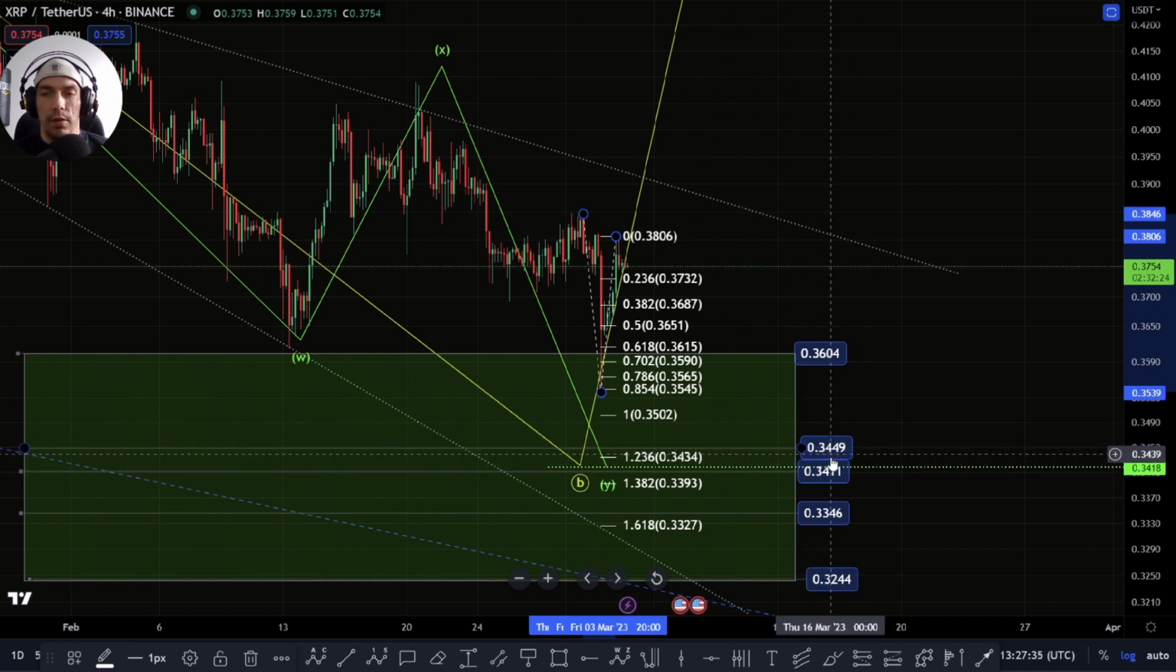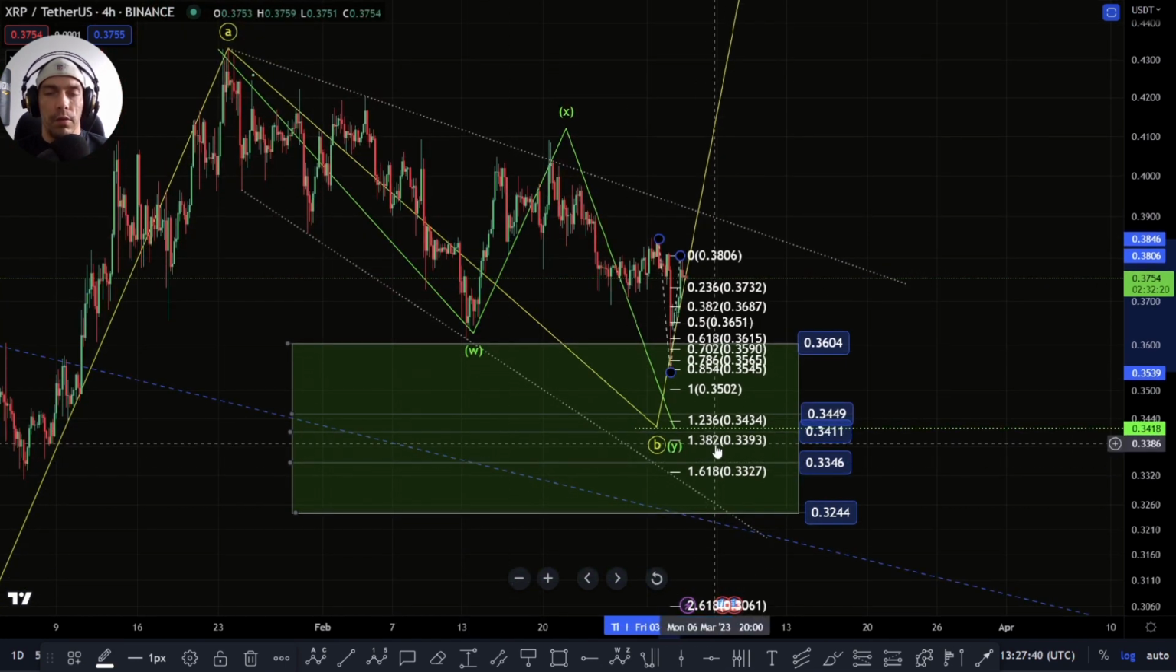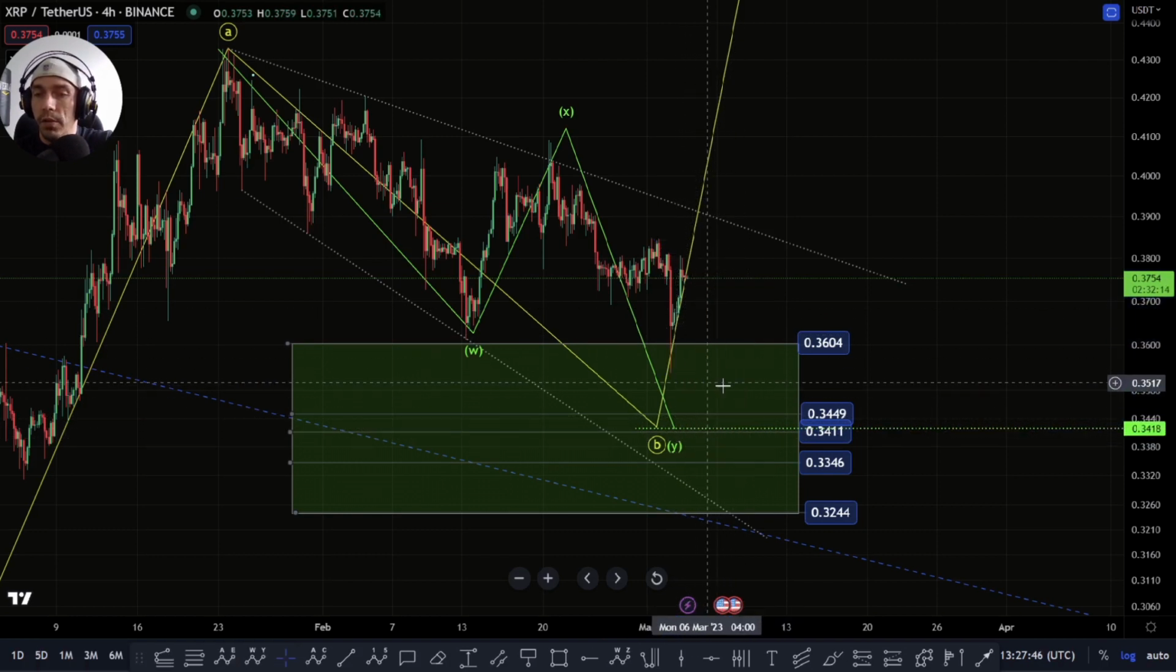That 618 would be this 34.49 to this 34.11 area. So that would be a zone we could look to potentially come back into and retest if we are looking for this potential upside here.